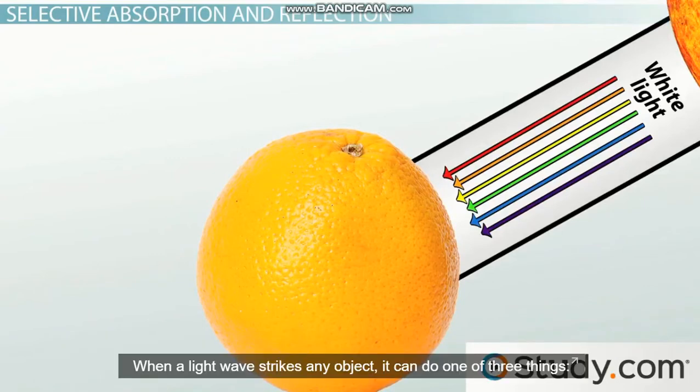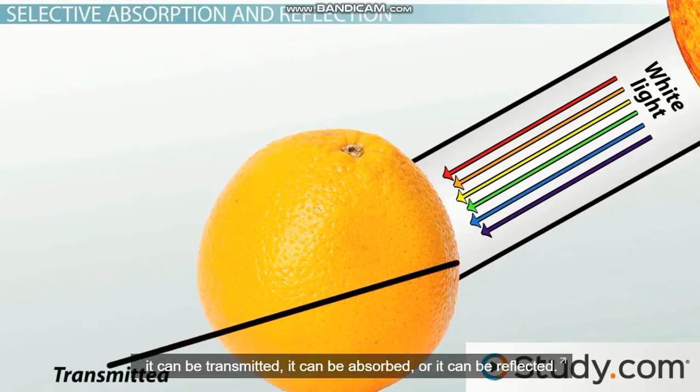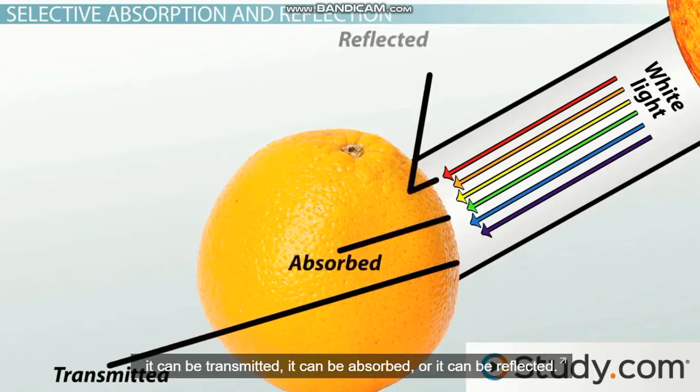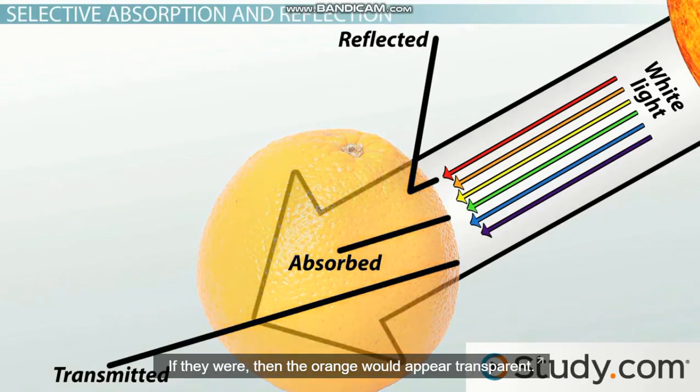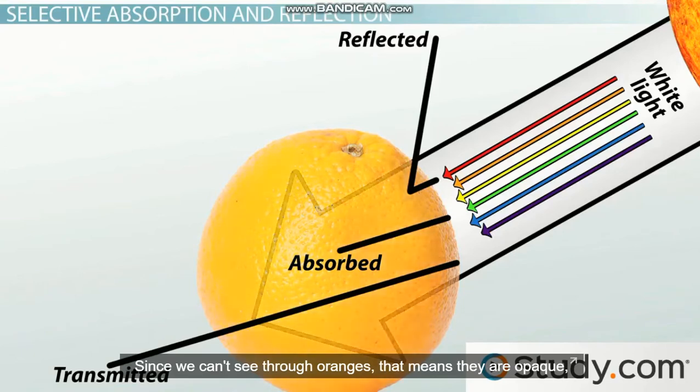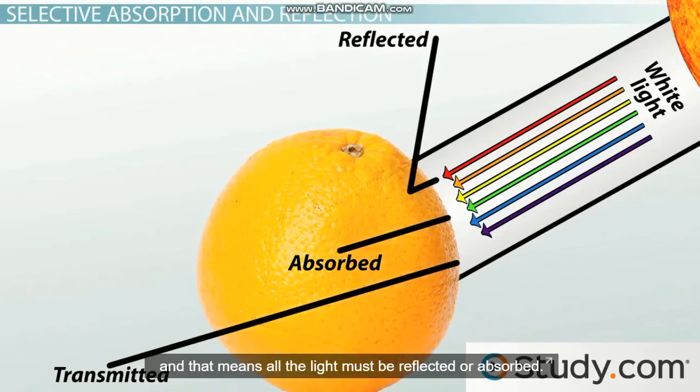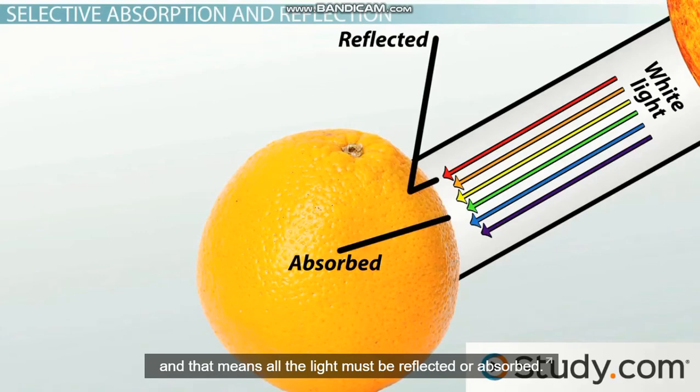When a light wave strikes any object, it can do one of three things. It can be transmitted, it can be absorbed, or it can be reflected. We know that none of the light waves are transmitted through the orange. If they were, then the orange would appear transparent. Since we can't see through oranges, that means they're opaque, and that means all the light must be reflected or absorbed.